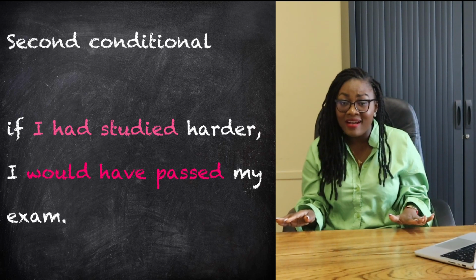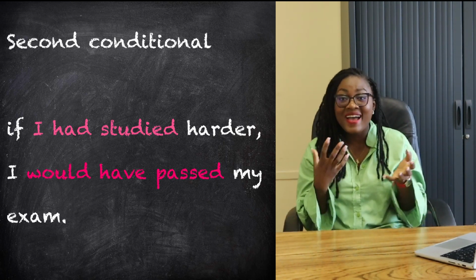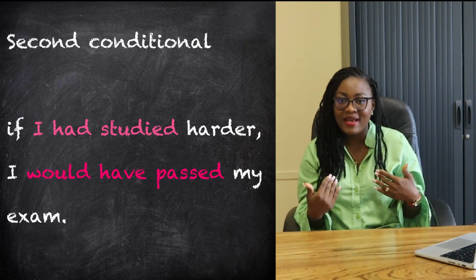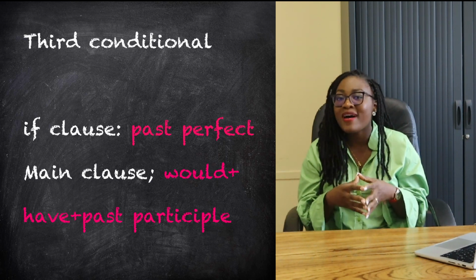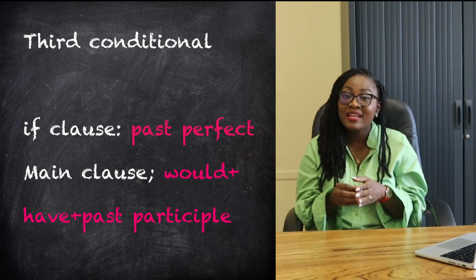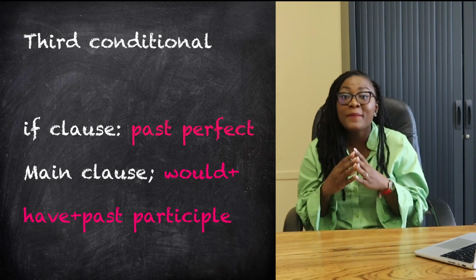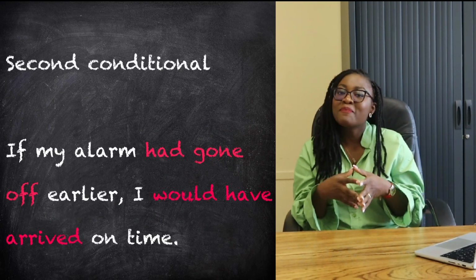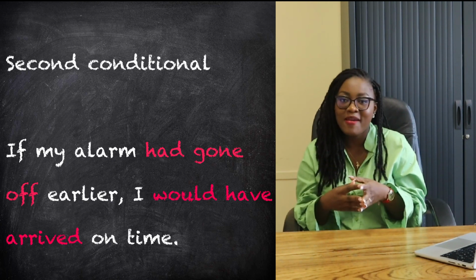I did not study harder and I did not pass my exam. So the consequences and the conditions are all in the past. In this case, the verb in the if clause is in the past perfect, and in the main clause we have would plus have plus the past participle. If my alarm had gone off earlier, I would have arrived on time.